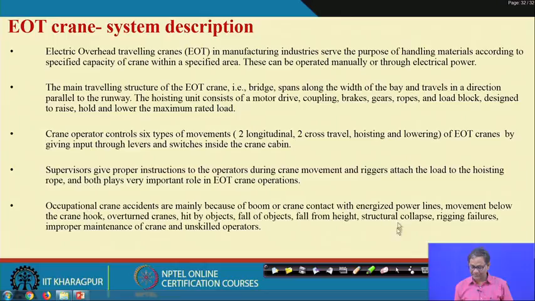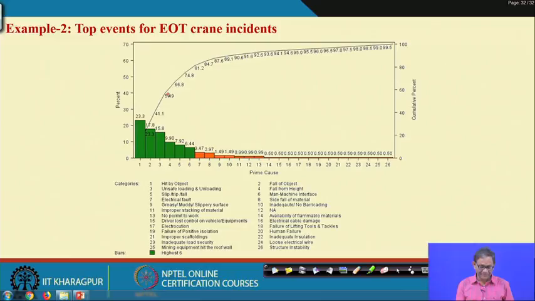So, then you see that this is almost 3 years of crane accident data from a manufacturing plant, and we found out that there are 26 different categories of crane incidents, which we had defined as prime causes. But actually, what are those? Most of them are basically the center events. For example, hit by object, slip, trip and fall, electrical fault, fall of object, fall from height.